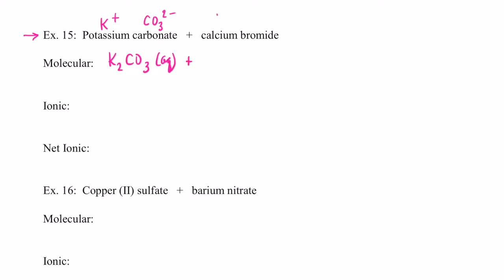And calcium bromide, calcium's in group 2, it's 2 positive. Bromide comes from bromine, which is in group 17, it's 1 negative. So that's CaBr2. And if you use your solubility rules, all chlorides, bromides, and iodides are soluble except silver, mercury, and lead, and calcium's not one of those.